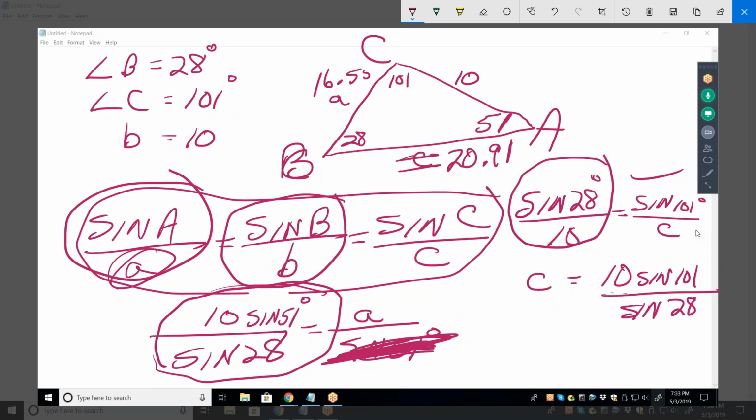Now let's look at those answers, inches or whatever, and see if they pass the ballpark test. Is the biggest side of the triangle opposite the biggest angle? Is the smallest side of the triangle opposite the smallest angle?